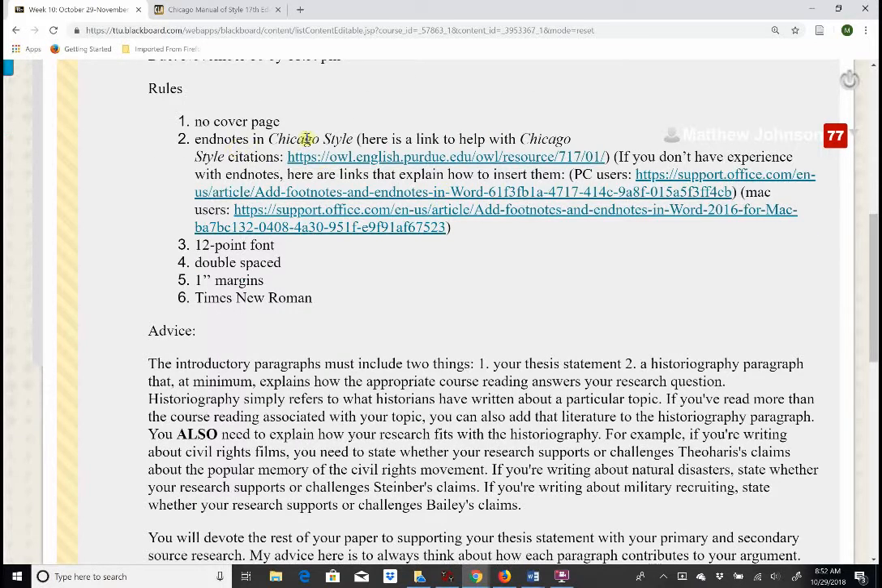The next thing, endnotes in Chicago style. We'll spend some time on that in a minute. And then just the usual, the general stuff: 12-point font, double-spaced, 1-inch margins, Times New Roman, just the real basic stuff that is usually in a paper here.